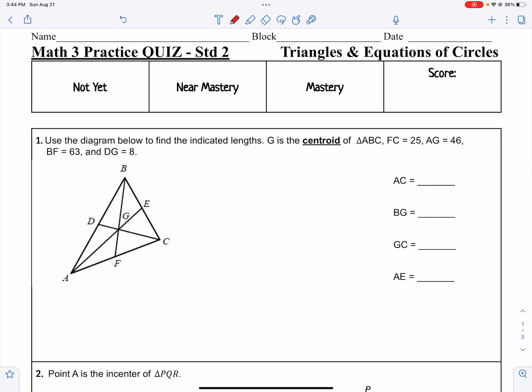This is the practice quiz for quiz number 2 on triangles and equations of circles. Number 1 asks us to use the diagram below to find the indicated lengths. It says G is the centroid of triangle ABC, FC equals 25, AG equals 46, BF equals 63, and DG equals 8. So let's fill that information into the picture.